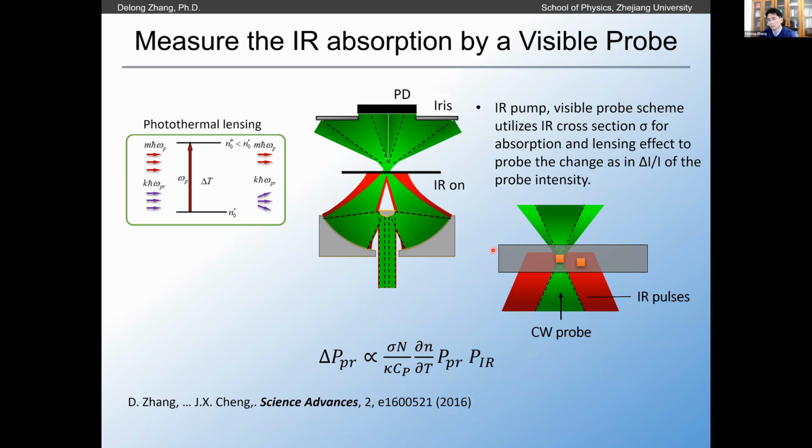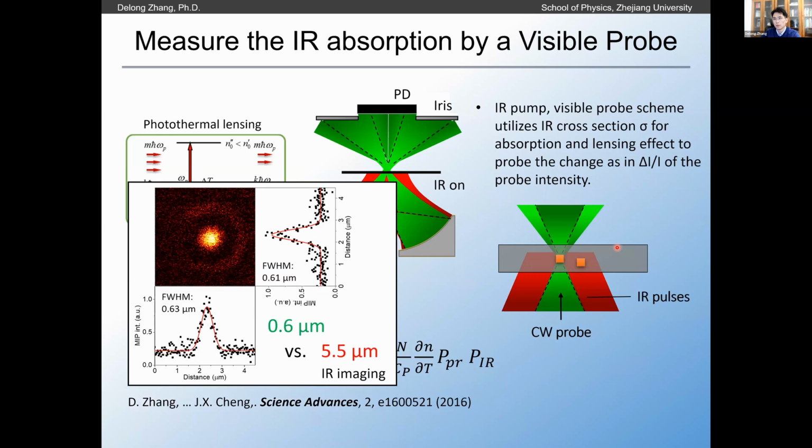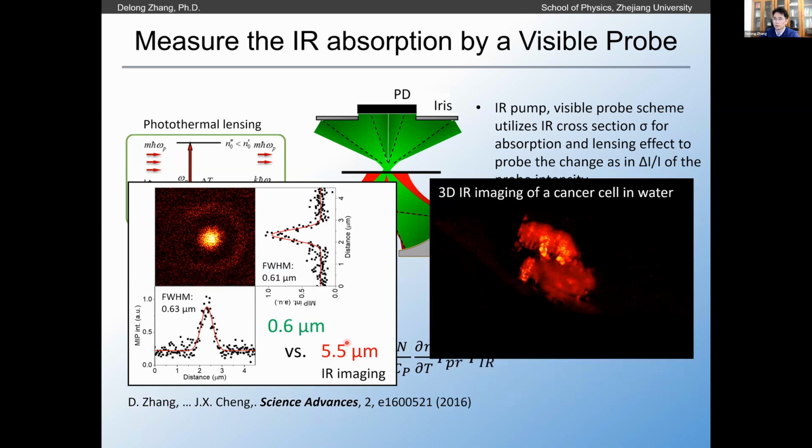photothermal imaging (MIP) microscopy, where we use visible light to detect the infrared absorption-induced photothermal lensing effect. You can see here that when you use visible light, you can easily differentiate the absorbers that are smaller than the diffraction limit of the bigger infrared light spot. And we demonstrate the visible resolution, and of course, cancer cell imaging.